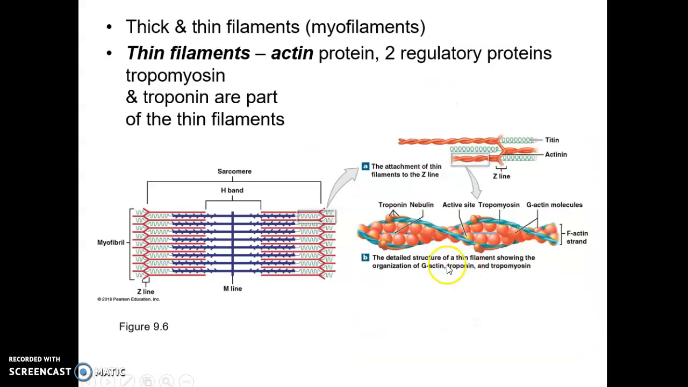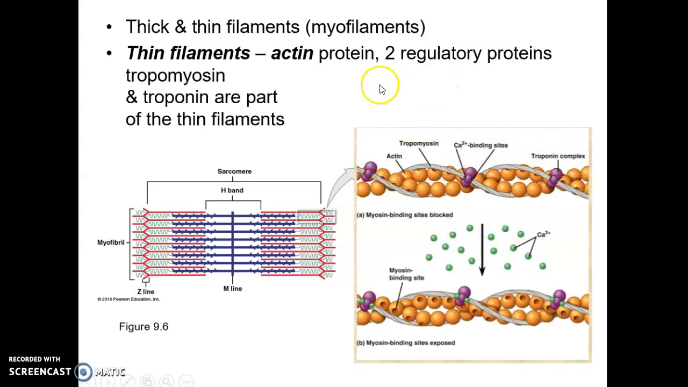What happens, so here's the thin filament with tropomyosin and troponin. What happens is when calcium gets released from the sarcoplasmic reticulum, and we'll talk about this whole mechanism, calcium, here in green, binds to troponin, in purple in this figure. And when that happens, the tropomyosin shifts, moves, and that exposes binding sites on the actin protein. And those are binding sites for the myosin heads.